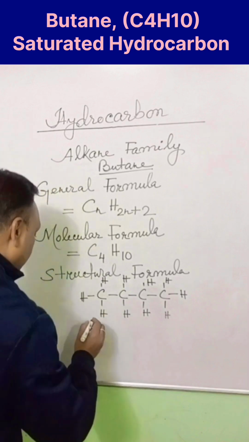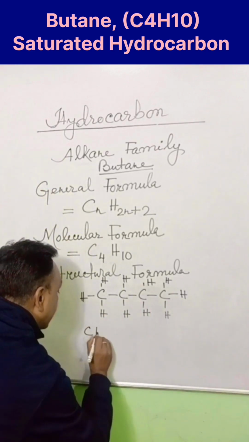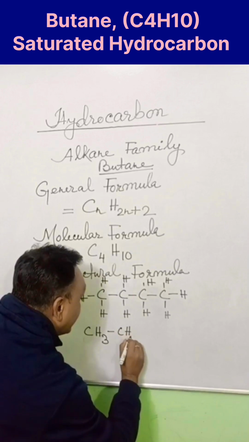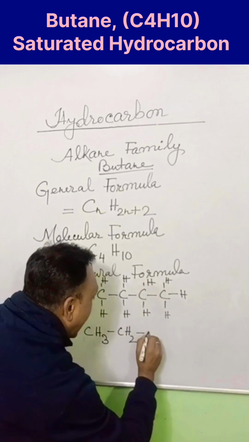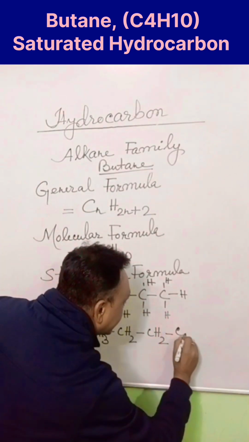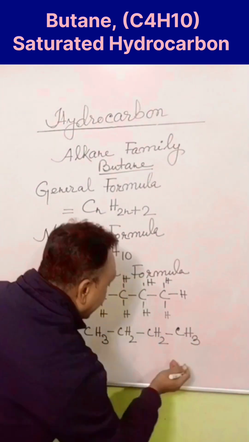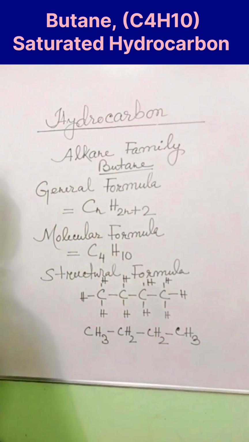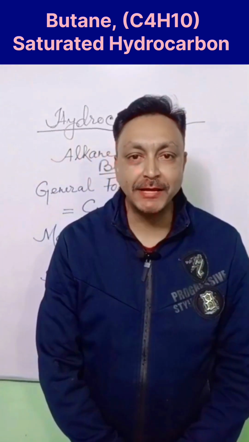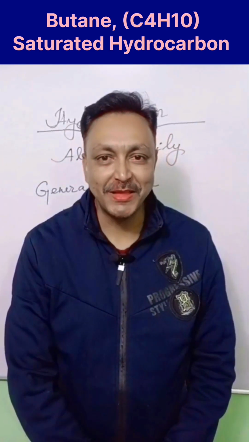Now the condensed structure will be CH3, CH2, here also 2 hydrogens, CH2, here 3 hydrogens, CH3. This is the condensed structure of butane. So now we are going to prepare our model of butane.